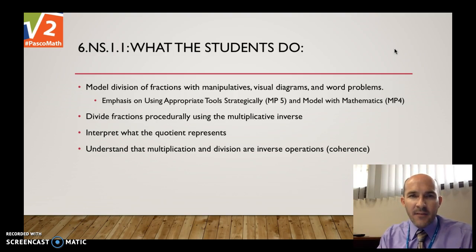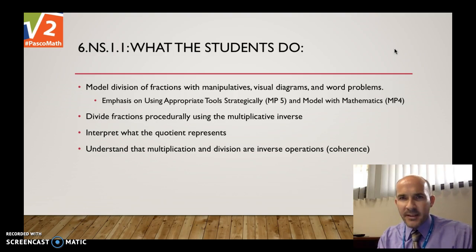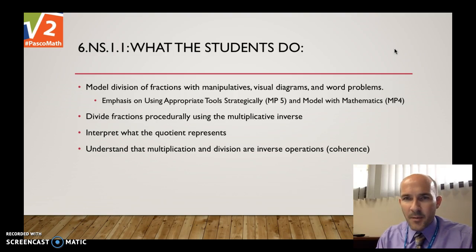Also, dividing fractions procedurally using the multiplicative inverse. Interpret what the quotient represents, like at the end there with the 2.5 divided by a third, we really were trying to make sense of what 7.5 means when we were dividing a fraction by a fraction. And then understand that multiplication and division are inverse operations. This is huge for taking what they already have learned in elementary school and also paying it forward, because these inverse operations, multiplication and division, are really crucial for their work in expressions and equations coming up when we start to solve one-step equations in 6th grade.